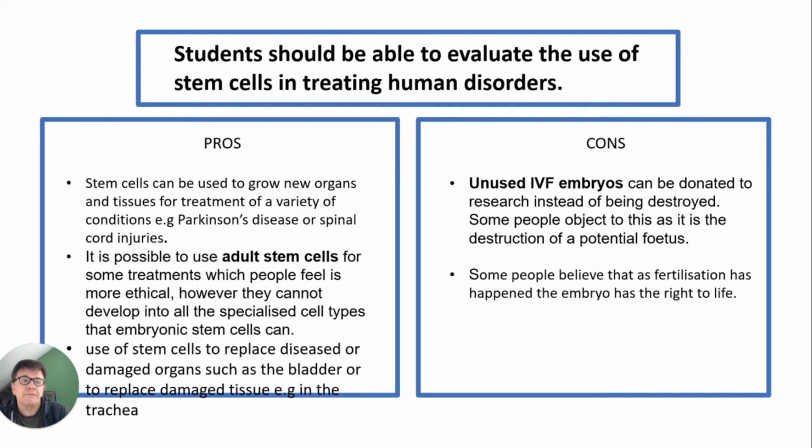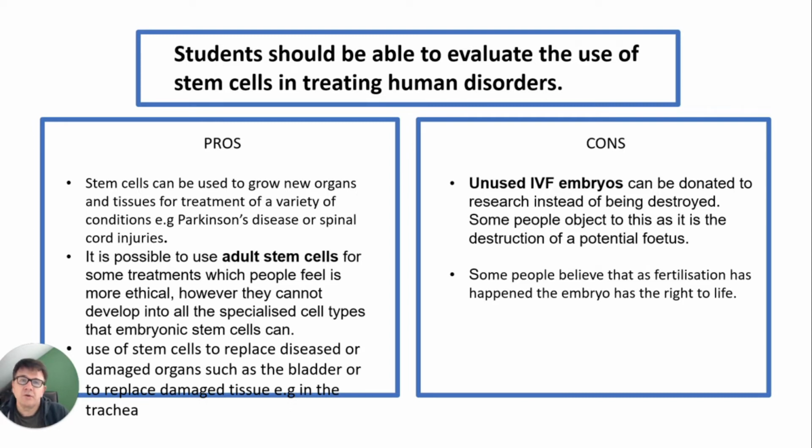So the pros of using stem cells is that they can be used to grow new organs and tissues for treatment of a variety of conditions. So in this case, I've got Parkinson's disease or spinal cord injuries. It is also possible to use adult stem cells for some treatments, which people feel is more ethical. However, they cannot develop into all the specialized cell types. So I suppose that's a con of using adult stem cells. And you can use stem cells to replace diseased or damaged organs, such as the bladder, or to replace damaged tissue, for example, in the trachea.